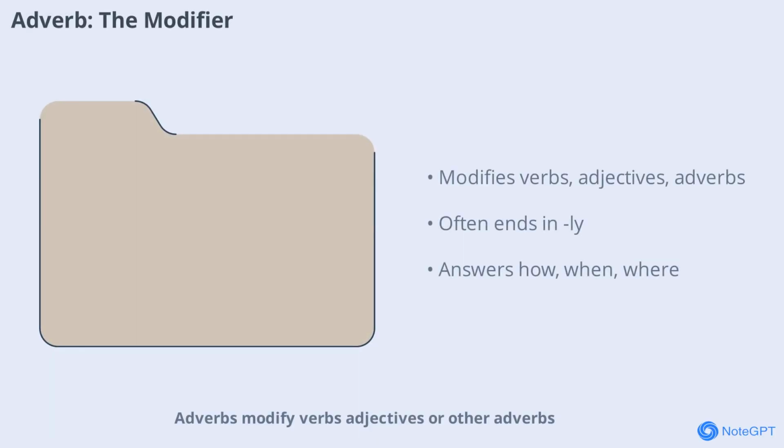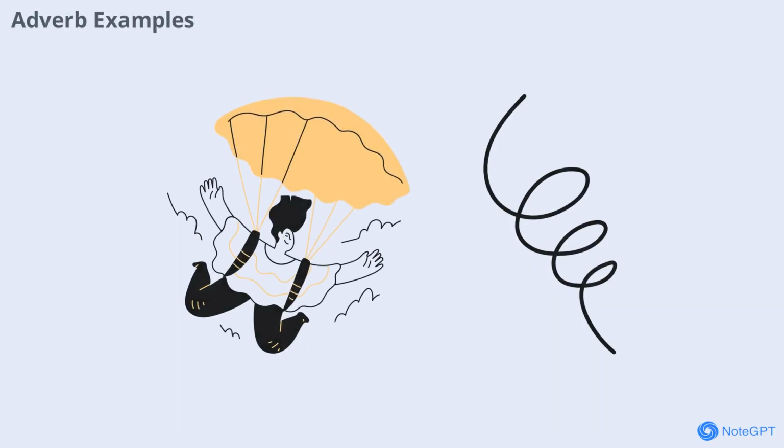Adverbs modify verbs, adjectives, or other adverbs. They often answer questions like how, when, where, or to what degree. Many adverbs end in ly, such as quickly, automatically, and perfectly. For example, in "The video uploaded automatically," automatically is an adverb describing how the video was uploaded. Adverbs add depth and detail to your sentences. Let's look at more adverbs in use.